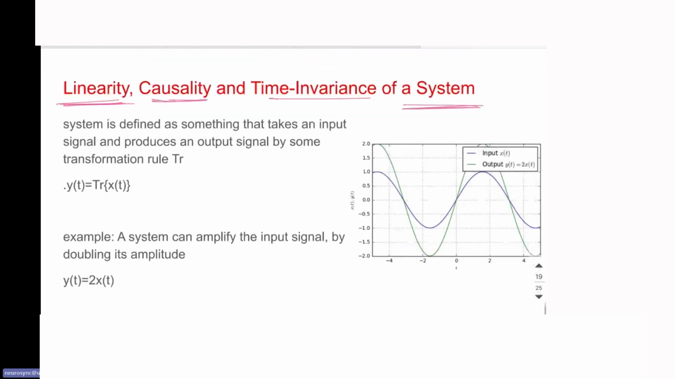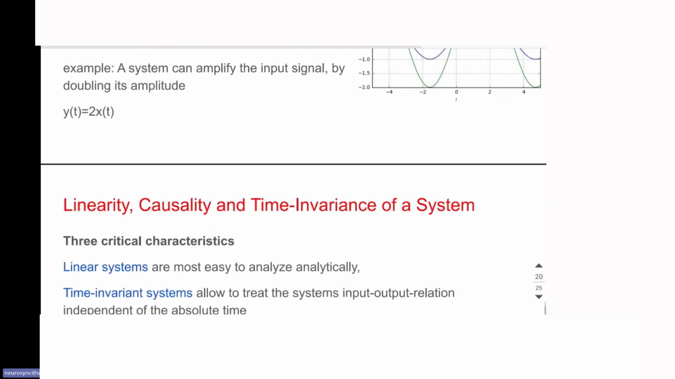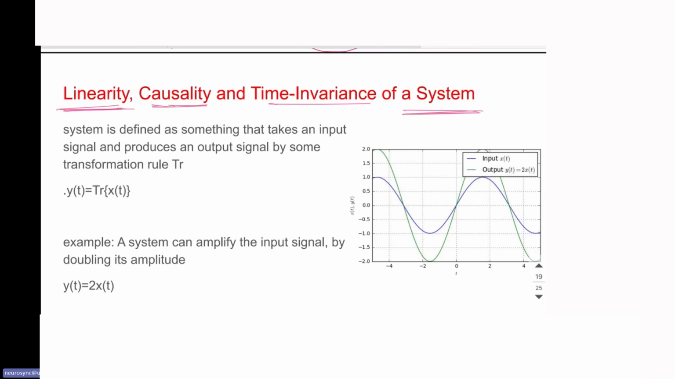Okay. Now, in this case, if we talk about the linearity of the system, we'll see later. Now, basically, how is a system defined? We define this as something that takes an input signal and produces an output signal by some transformation.